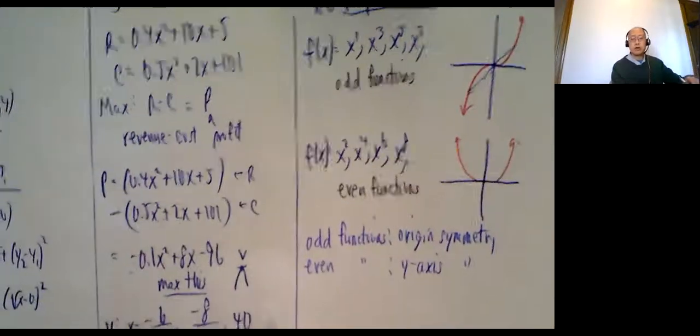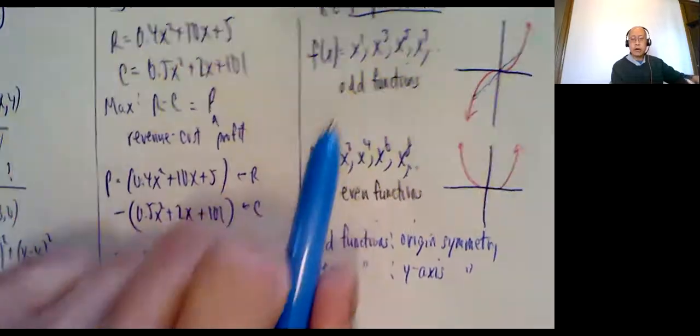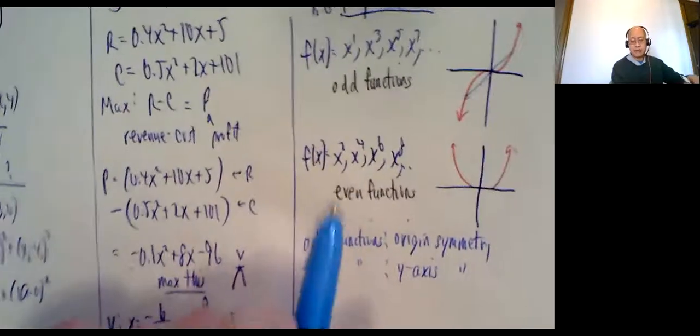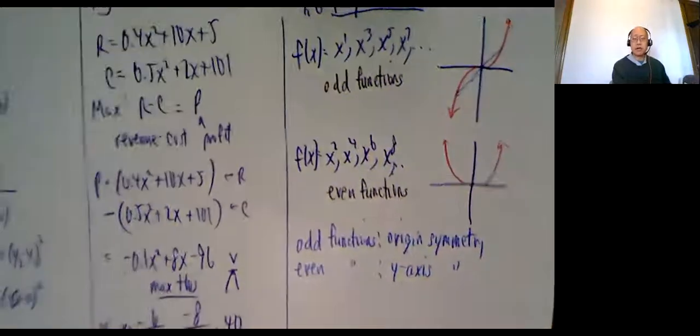Okay, that's going to be true for all odd functions. That's true for all even functions. Now, there are odd functions that don't look like this. There are even functions that don't look like this. It's very natural to call these even functions because the exponents are even. Likewise, these are odd. Okay, but now we want to give a very formal definition of odd and even functions.